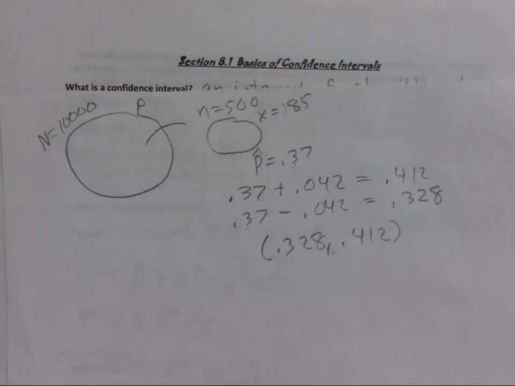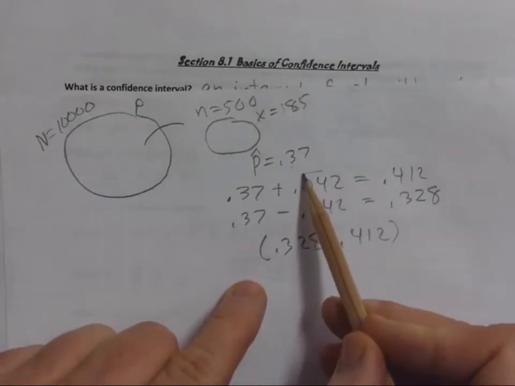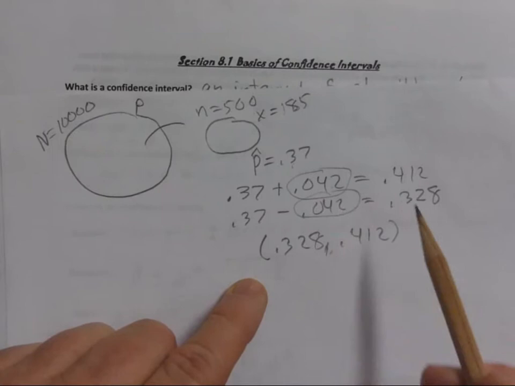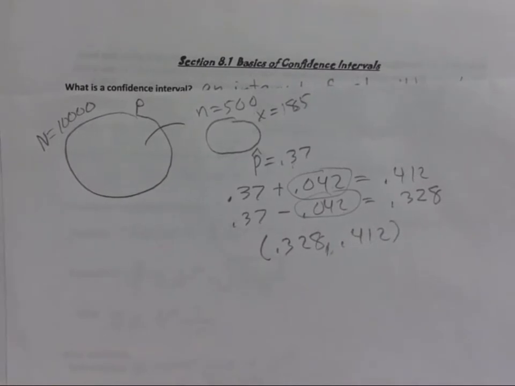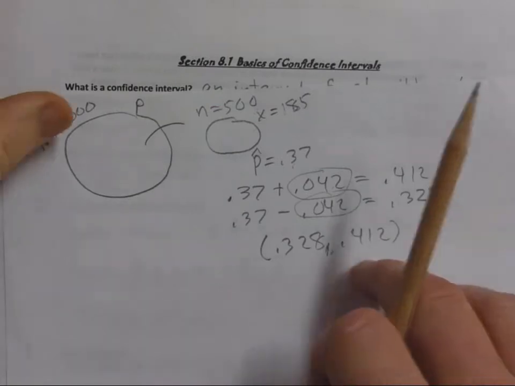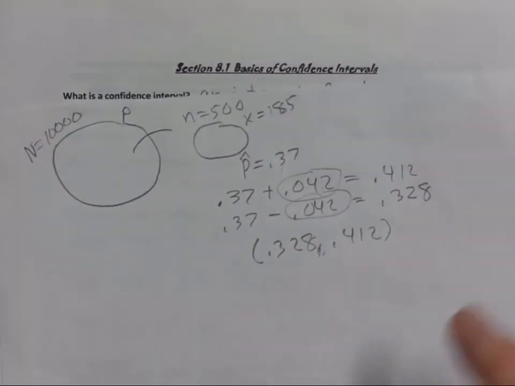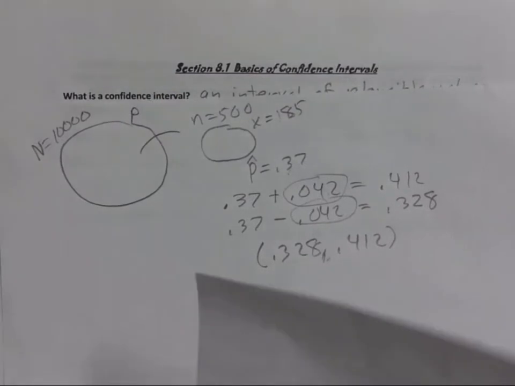But what we've got to talk about is finding this margin of error, which is not hard to find, and all the dynamics going on there. And so that is basically the concept of a confidence interval. Section 8.1, kind of similar to section 7.1, is basically concerned with introductory terminology for the chapter.